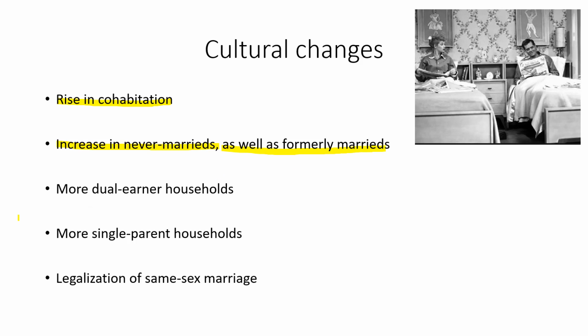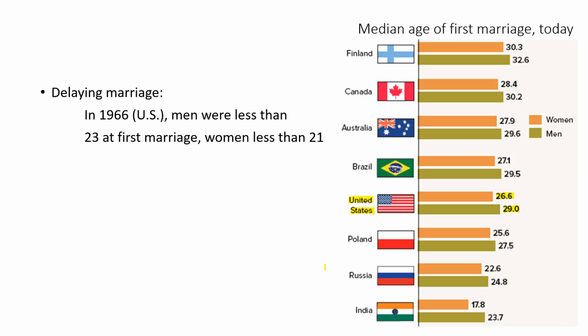a la divorced. More dual-earner households. There are also more single-parent households. We've also seen the legalization of same-sex marriage just in the last few years, so an increase in same-sex marriages. So those are the general upward trends that we'll be hitting on from time to time during the class. There's also been an increasingly longer delay in marriage.